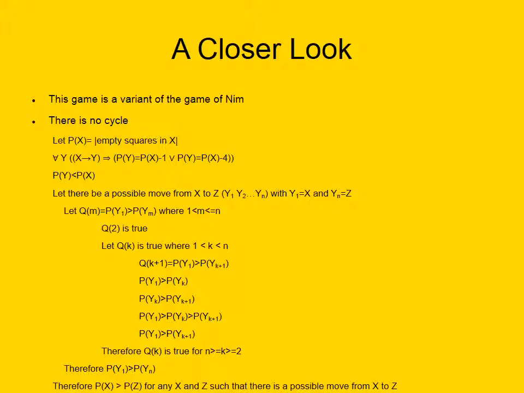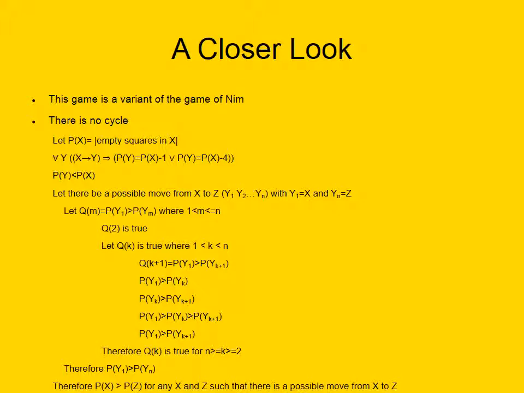Here's the proof. Let P(x) be the number of empty squares in x. Then, for all y, if y is one of the possible next states from x, then P(y) is equal to P(x) minus 1 or P(y) is equal to P(x) minus 4, because you can only color a 1 by 1 square or a 2 by 2 square. Then, P(y) is strictly less than P(x).